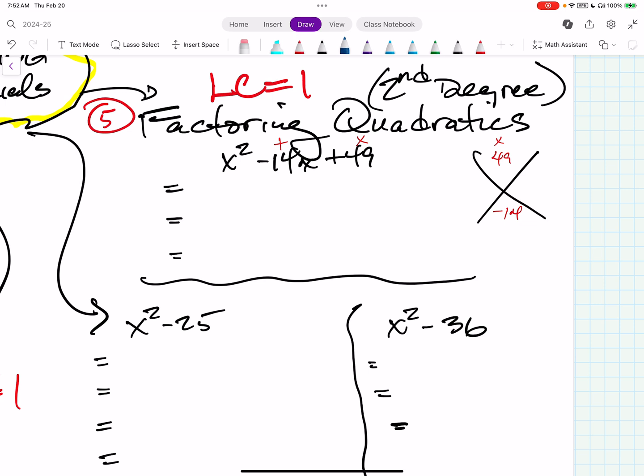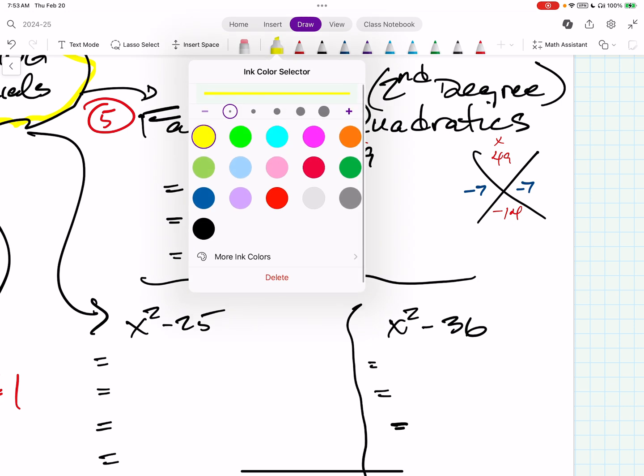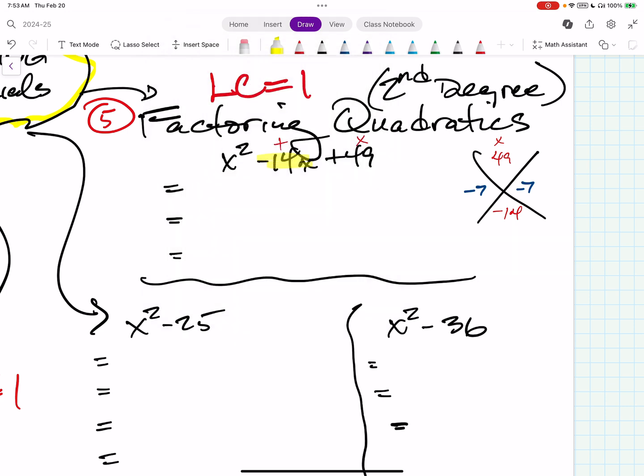All right, and so I know 7 times 7 is 49. Okay, those are the factors of 49. They both have to be negative, though, to get a -14. -7 plus -7 is -14. And a negative times a negative is a positive. So what I want to do here is I'm going to split the middle term as I taught you guys in class. So split the middle term into two terms.